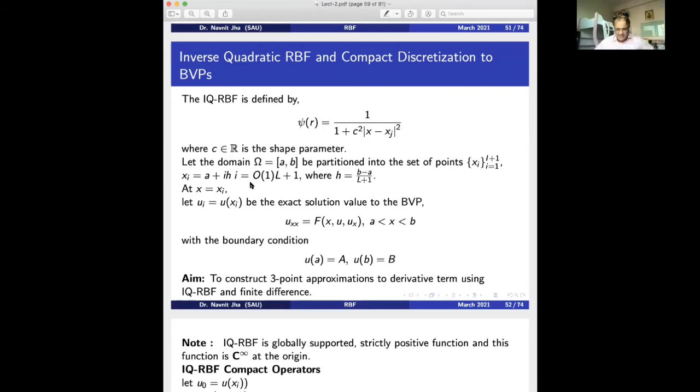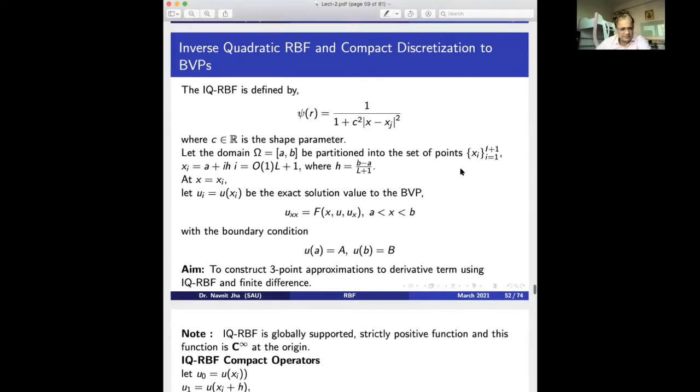Now our domain is omega, a to b, partitioned like this, xi going from 0 to I plus 1. I will correct it and then I will send. So here it is xi equal to a plus ih, I going from 0 to LL plus 1, or you take I plus 1. Lowercase l, uppercase L and uppercase I are one and the same quantity.